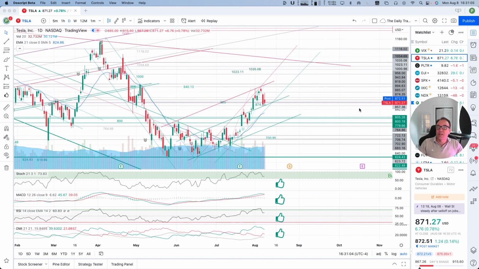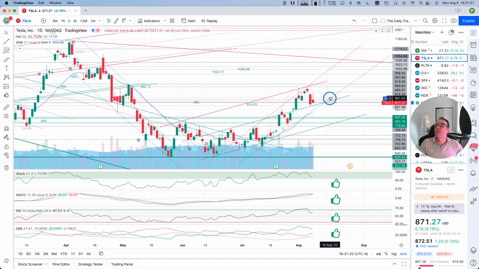Tesla is basically going sideways, so we closed up $6.76, 0.78%, closed at 871.27. Post-market, we are up $1.24. Let's look at what we have here on the chart.